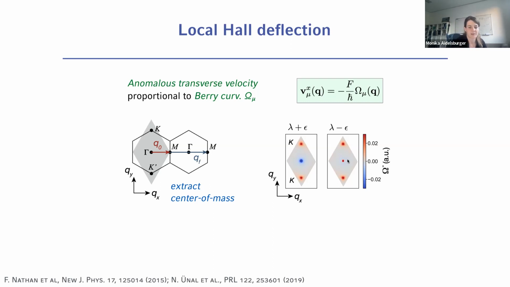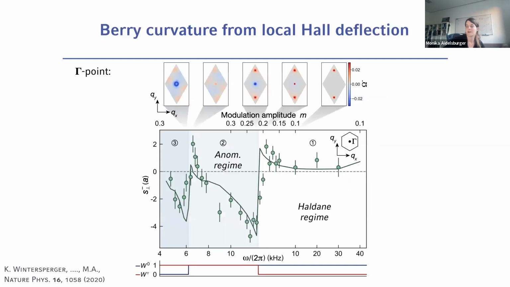And here I just show you the final result, how such a measurement looks like. So this is this local Hall deflection that we denoted as S in the different regimes. You basically get no deflection here in the Haldane regime because there's almost no Berry curvature at the gamma point. Then the cloud gets deflected stronger as we move towards the gap closing point. And then there's the sudden jump in the direction of the local Hall deflection. And this then allows us to extract the topological charge.